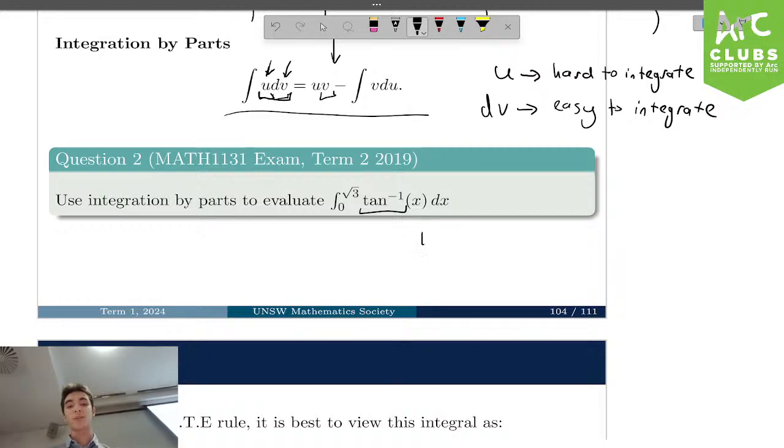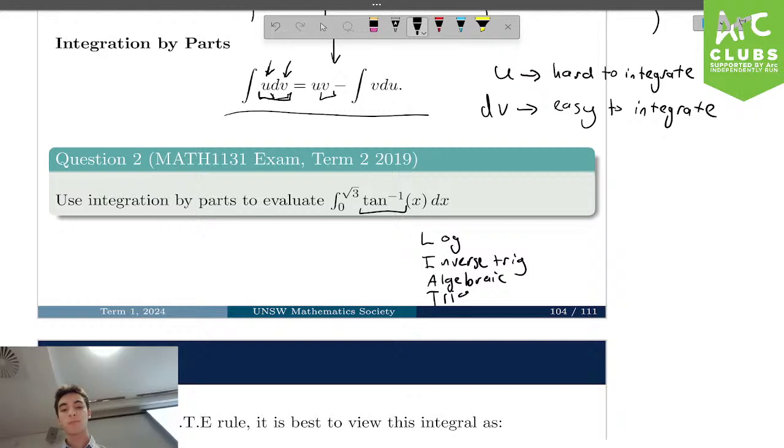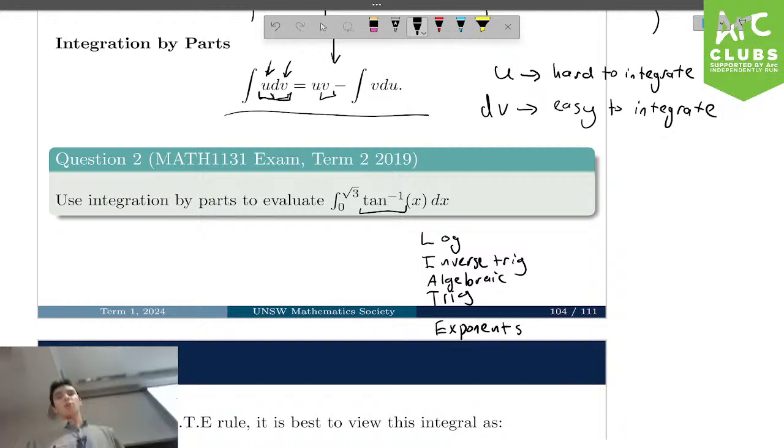And what LIATE stands for is log, inverse trig, algebraic, trig, and exponents. So what this means is that when you are choosing the component of your function to be the u part of your integrand, you'll want to go down this list.